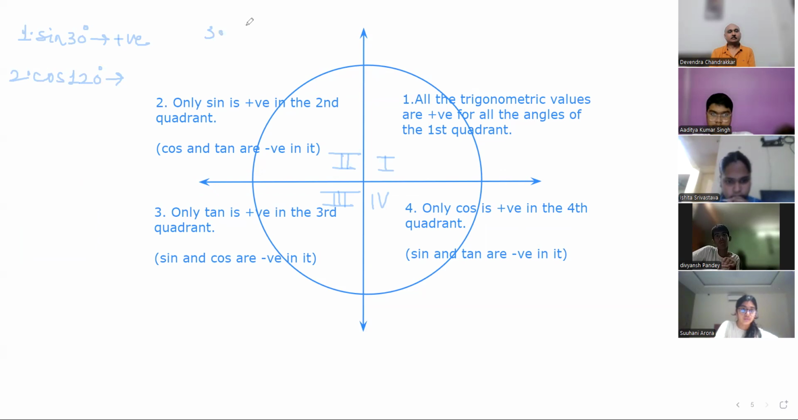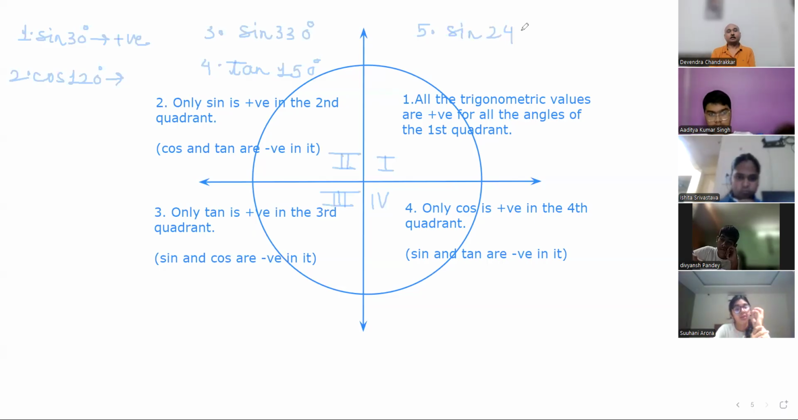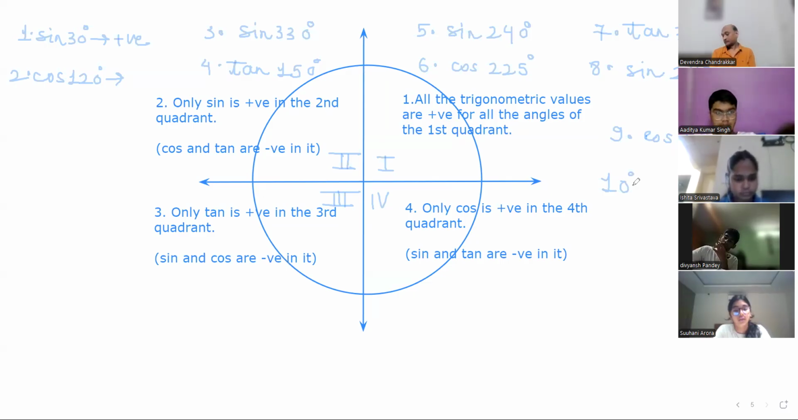So cos 120, third one is sine 330, fourth one is tan 150, fifth one is sine 240, sixth one is cos 225, seventh is tan 330, eighth is sine 248 degrees, ninth is cos 300 degrees, and 10th one is sine 150 degrees.